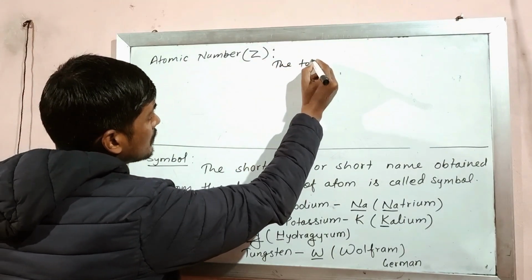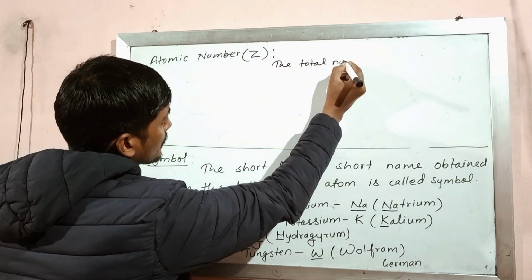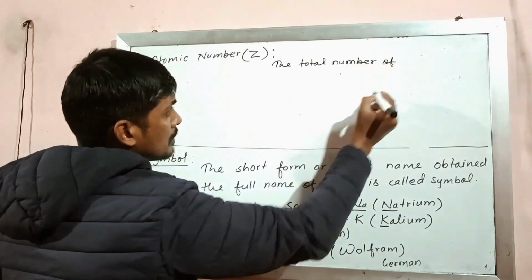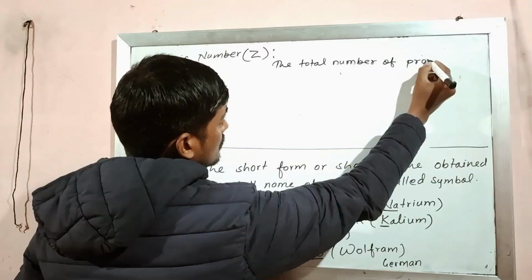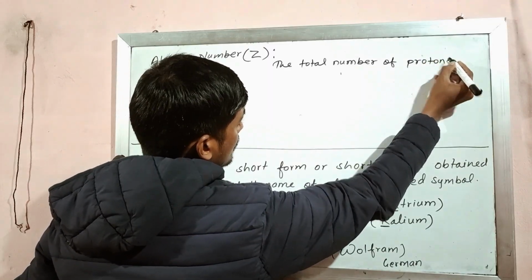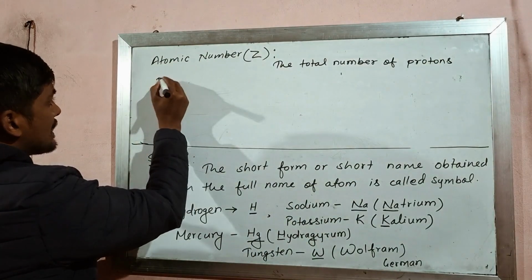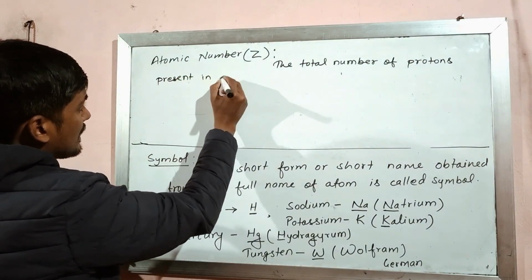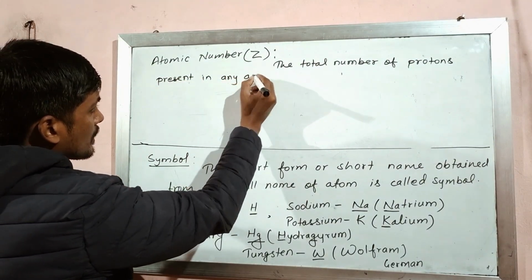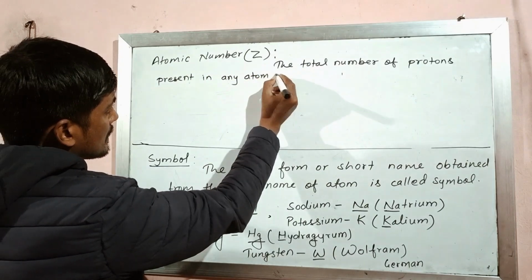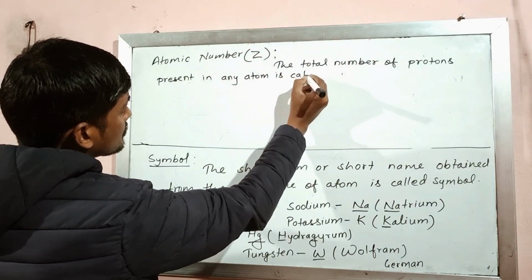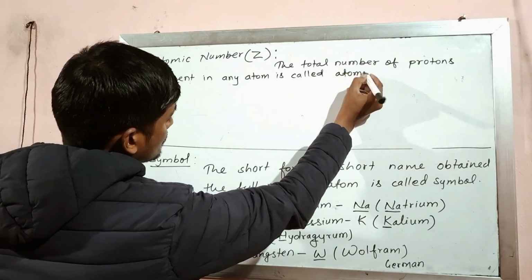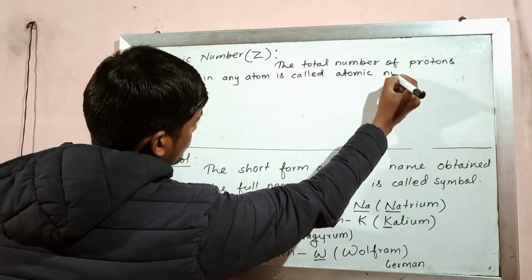The total number of protons present in any atom is called atomic number.